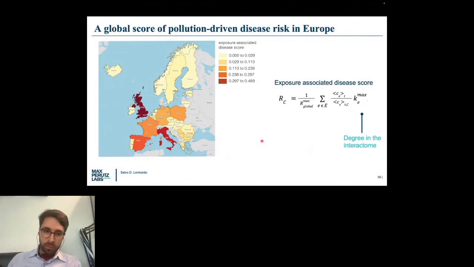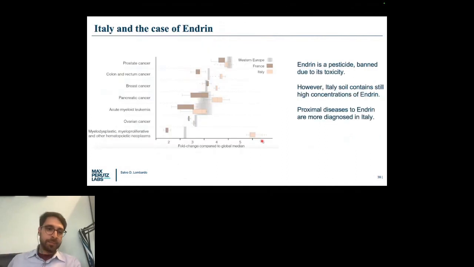And I will just show once again the situation, first globally and then for Sicily. Globally, I show you one example for Italy, not just because I am from Italy, but also because it fits this nice example. This is Endrin, a pesticide that was banned around the 80s because of its toxicity. However, from our analysis, it seems that in Italy there is still a high concentration of Endrin in the soil and in the water. And we compare it to France, where it seems that there is a low concentration of this pesticide.